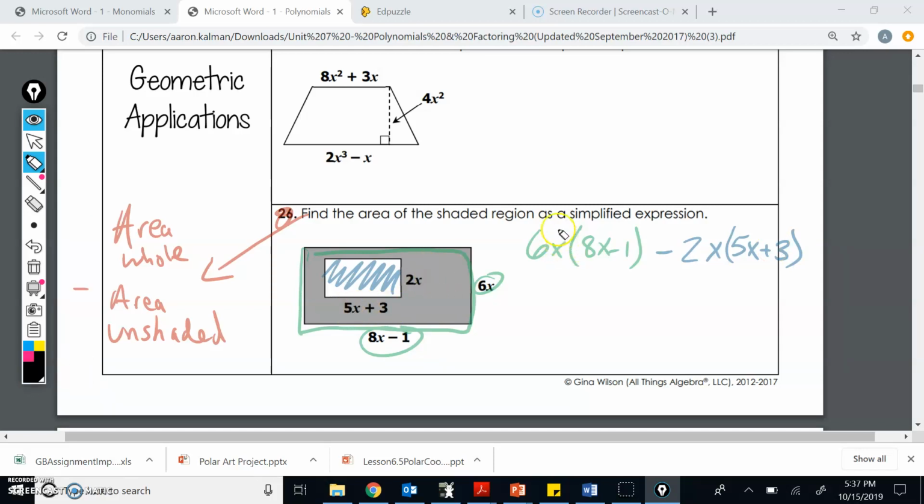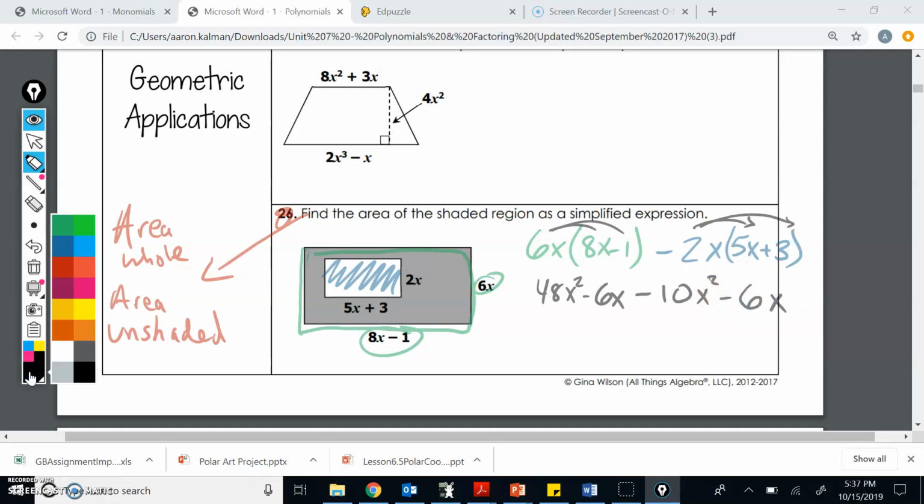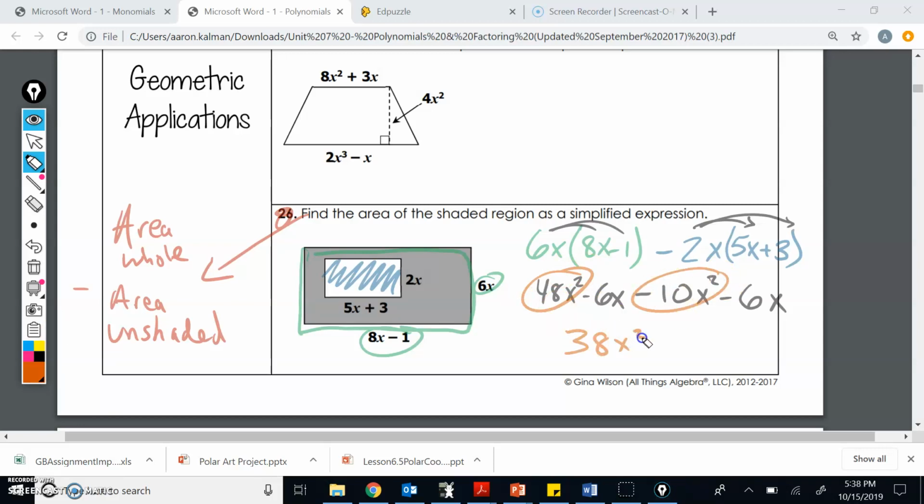Let's simplify. Distributing here, we get 48x squared minus 6x. And then distributing here, be careful. You're distributing not a 2x, a negative 2x in this case, because it was subtracted, making negative 10x squared minus 6x. Combining like terms together, here and here, make 38x squared. And then we have a negative 6x and another negative 6x. That does not cancel out. That makes a negative 12x.